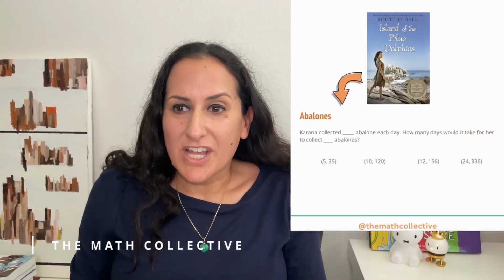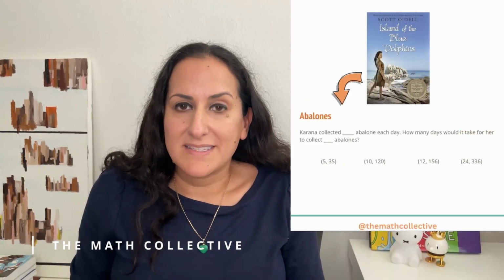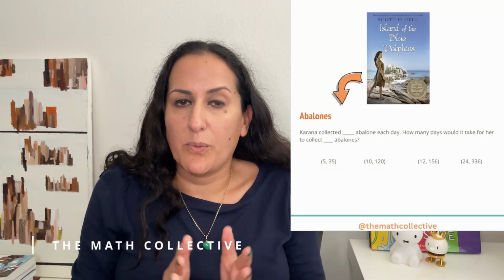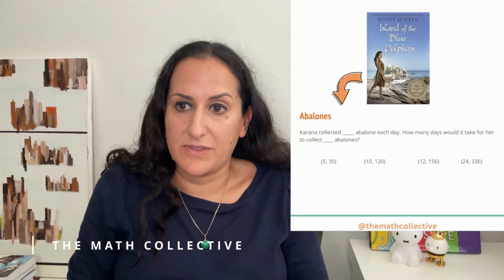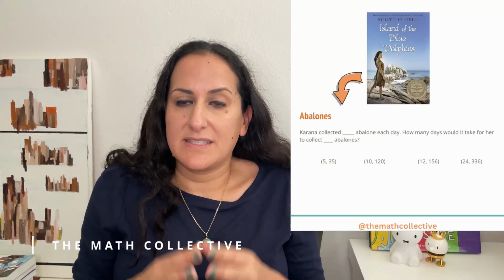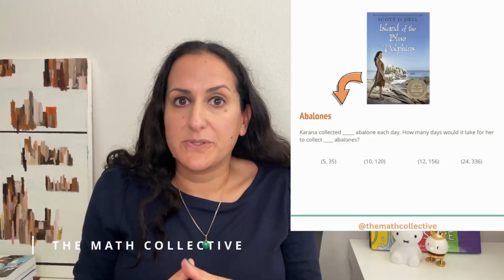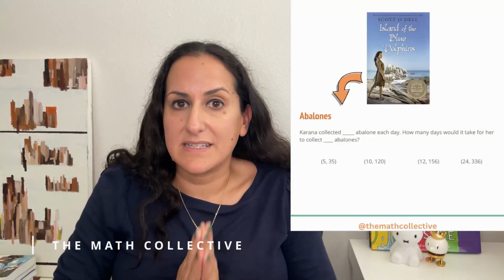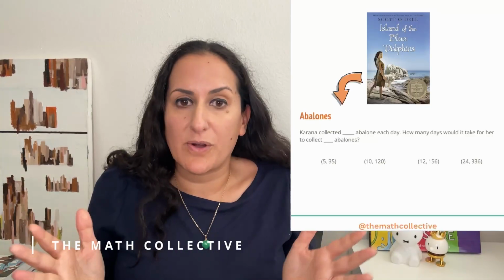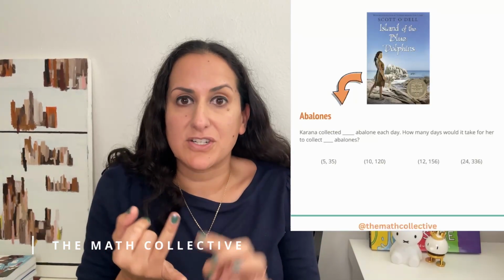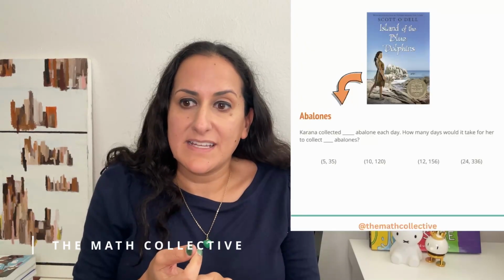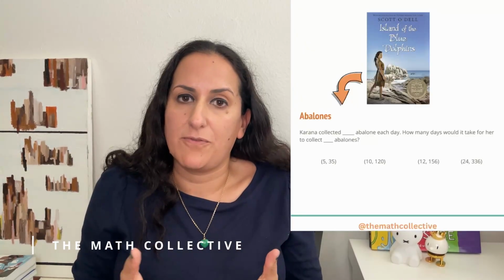I recently shared this story problem on my Instagram account. The fourth grade class that I was supporting was in the middle of reading Island of the Blue Dolphins here in California, and it made so much sense to use that chapter book as a context and inspiration for a story problem, because the students were super well versed in the character, the setting, and the issues that she was facing. So it did a lot of the heavy lifting for them.